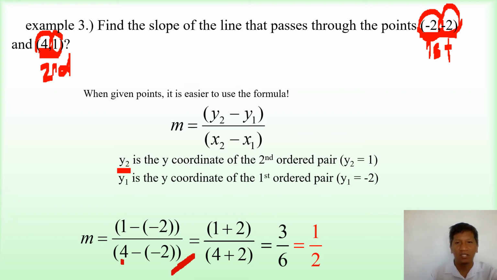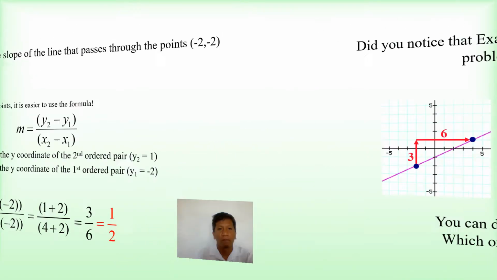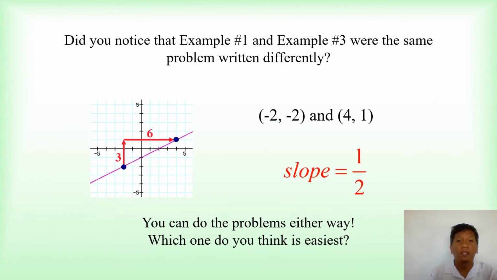Naintindihan nyo? Still 1/2. Given the ordered pair -2, -2, 4 and 1, finding the slope using the formula, we arrive at the answer 1/2. Gets? Did you notice that example number 1 and example number 3 were the same problem, written differently? Ito yung kanina, di ba? Yan yung given graph kanina. Ito naman yung given points. But still, we arrive at the same slope, and that is 1/2.